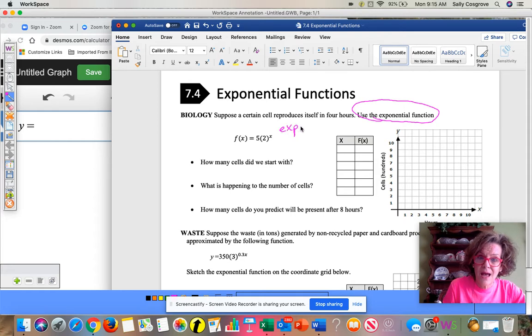That seems to be a difference than what we experienced with linear or with quadratic. x is now in the exponent spot. So let's see what happens. Okay, 5 times 2 to the x power. Notice it's going to be asking us some questions. Well, we don't know those answers, but what do we have? We have a table and we have a graph.